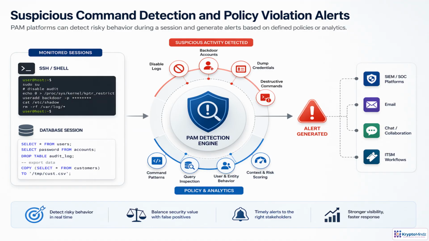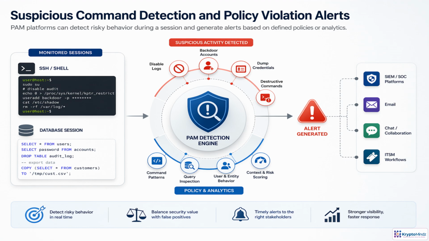Live monitoring becomes even more valuable when it can recognize dangerous behavior while the session is still active. A PAM platform can inspect commands, database queries, user behavior, and risk context, then compare that activity against policy and analytics. Actions like dumping credentials, disabling logs, creating backdoor accounts, or running destructive commands should trigger immediate attention.